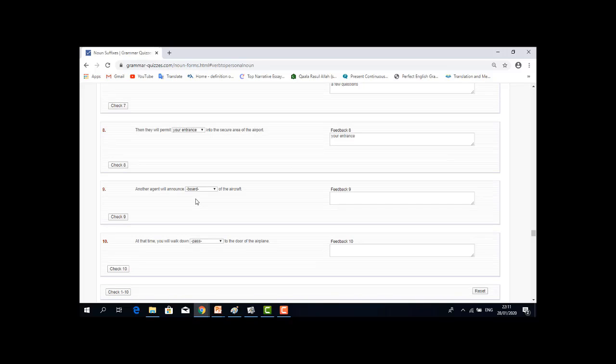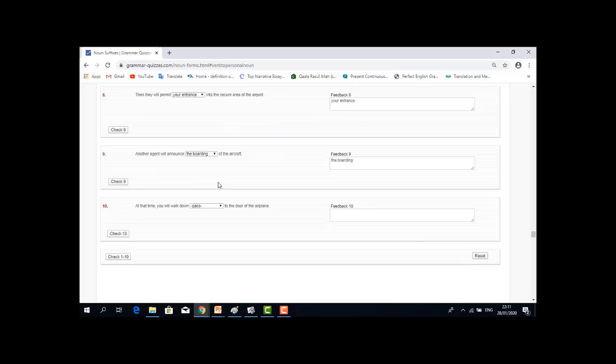We need the noun from board. The sentence is, another agent will announce the boarding, the board, or the boardman. Yes, I know, you traveled a lot, so you know the answer. But I have to check and verify, and your answer is correct. Left only 1 question to get 10 per 10 or 100%.